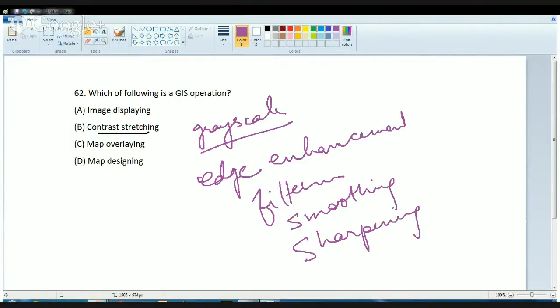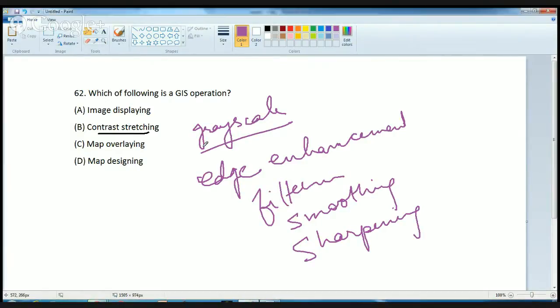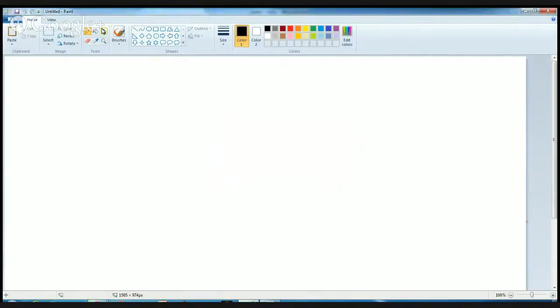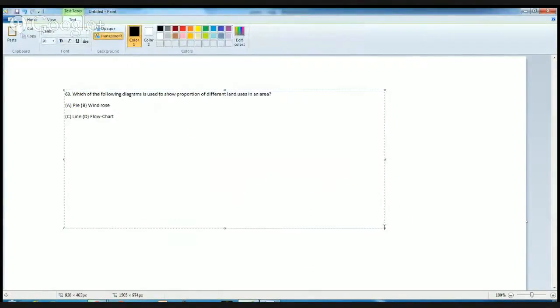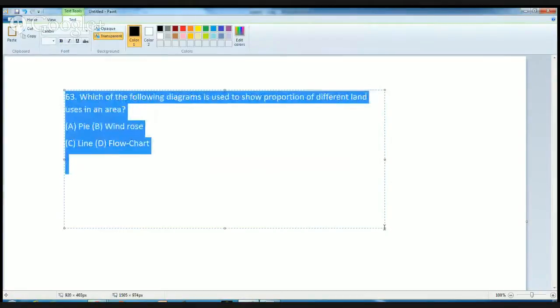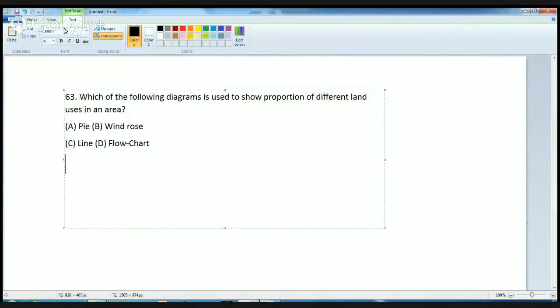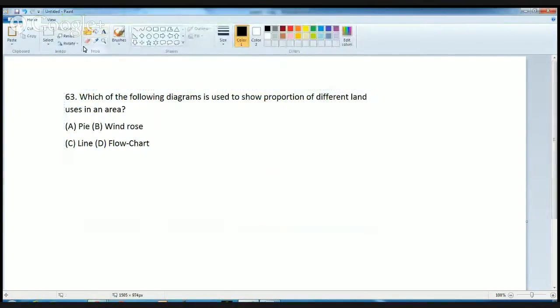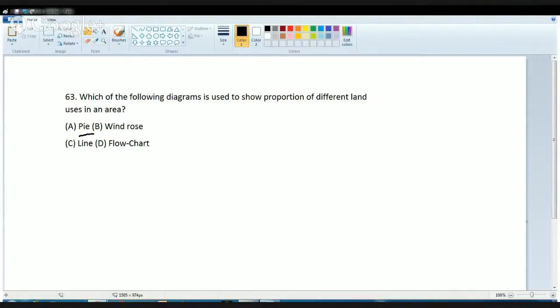The next question is, if we want to find out the land use, and that too proportionally, which of the following is correct? In that case, the correct answer here is a pie diagram. By means of a pie diagram, we can show different land uses in an area.